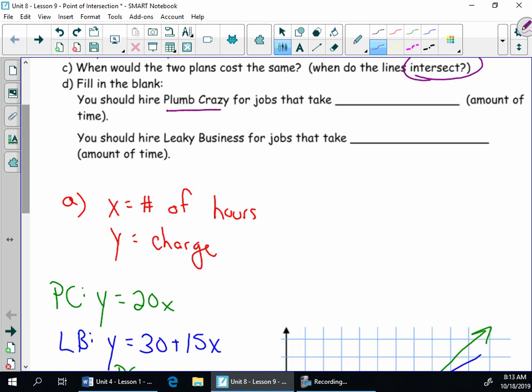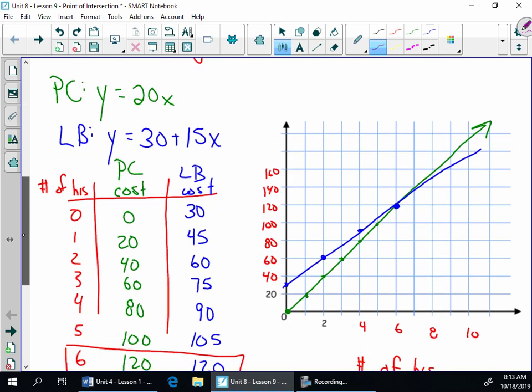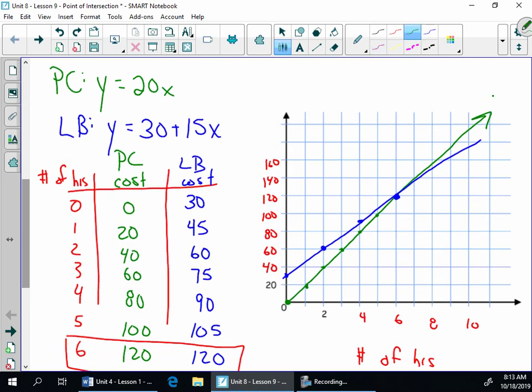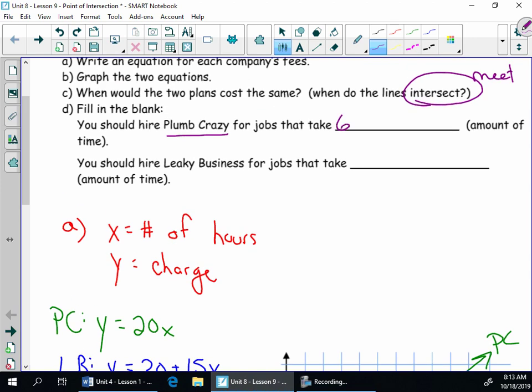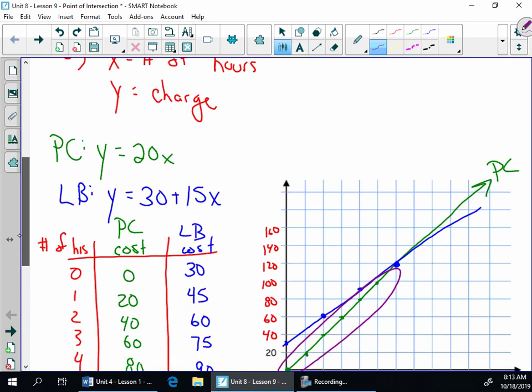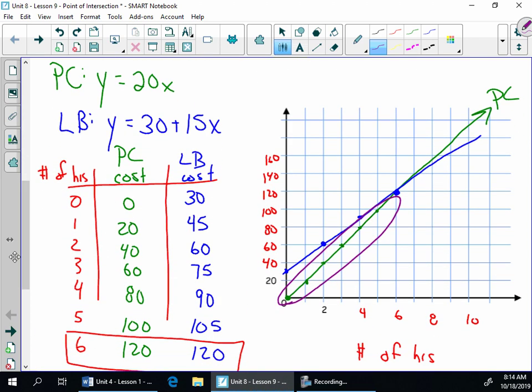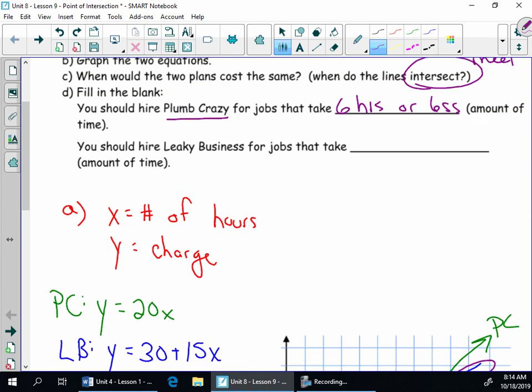So Plum Crazy would be good for jobs that take how long? Well, which one is Plum Crazy? This is the green one. Plum Crazy starts cheaper, right? Plum Crazy is the one down here, the low one, the one that's no initial value. That's cheaper up until 6 hours. However, after 6 hours where they meet, they actually get to be more expensive. Their line is higher. So in this section of the graph, after 6 hours, the blue one is cheaper. That'd be Leaky Business, right?